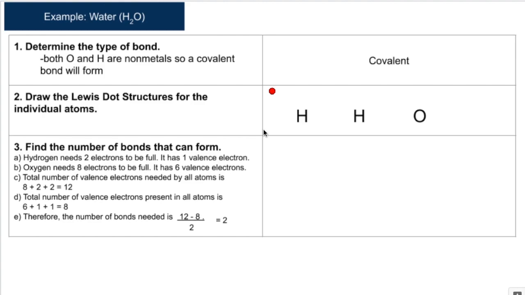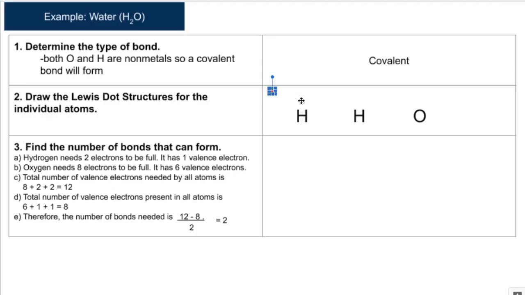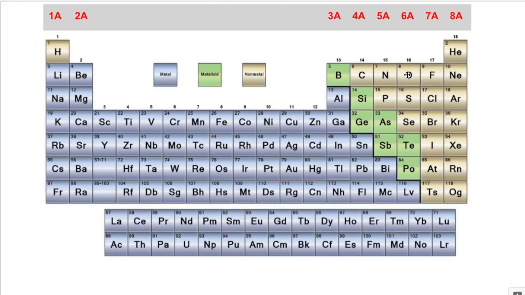All right, this one is a little different because we are bonding 3 different atoms together. So we have water, H2O. Once again, oxygen and hydrogen are both nonmetals, and so it will be a covalent bond. So we're going to have 2 hydrogens and 1 oxygen in this molecule. Okay, so whenever we draw the Lewis dot diagram, hydrogen, if we look, has 1 valence electron because it's in column 1A. So it's going to have 1 valence electron. Okay, and then if we go find oxygen, it is in column 6A, so it has 6 valence electrons.